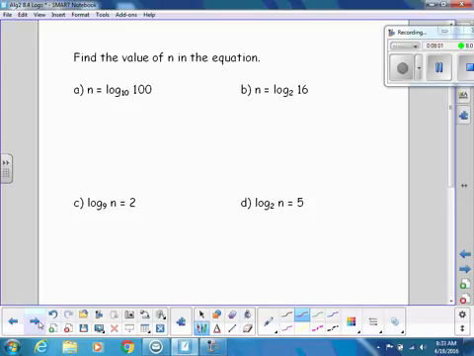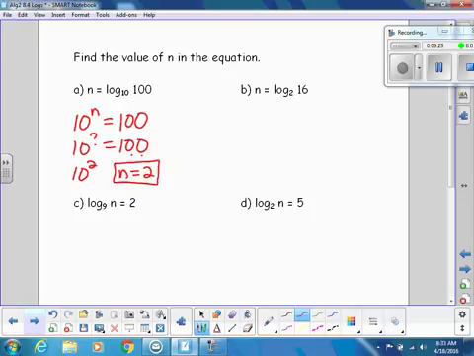So I'm going to change this into exponential form. I'm going to say the base is 10 raised to the exponent, which is just n, and I know that's going to equal 100. So I can ask myself, 10 to what power gives me 100? Well, didn't we just say that 10 raised to whatever power it is, that's how many zeros? Well, I have 2 zeros, so I know this would be 10 to the 2nd power. So that means my n has to equal 2. So I know that log base 10 of 100 is equal to 2. All right, let's do the next one.